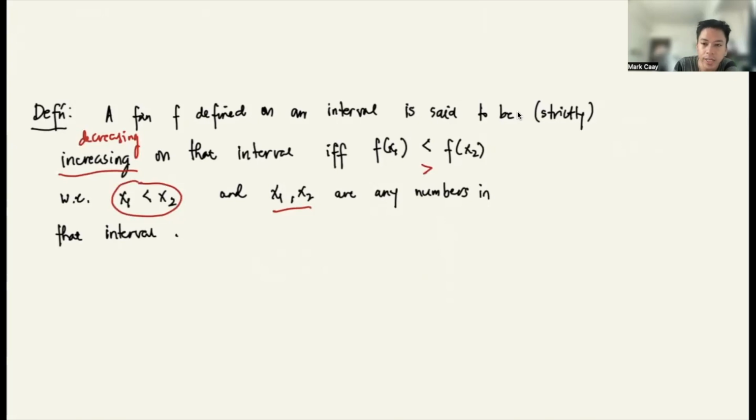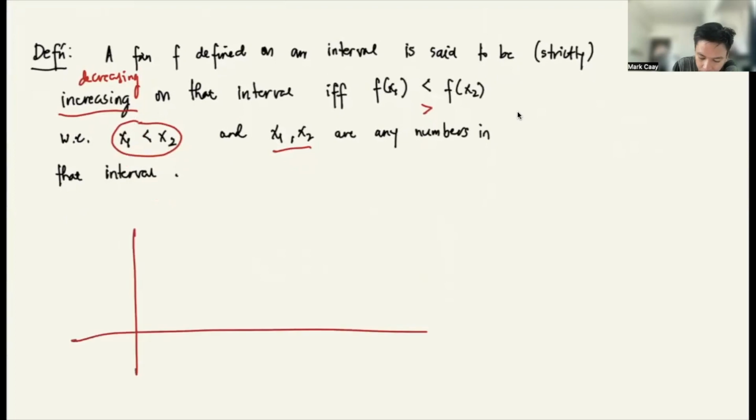Okay. So how does it work? Ibig sabihin lang daw niya is kunyari yung function mo dito yung x sub 1 mo, dito yung x sub 2 mo. So kasi mas malaki si x sub 2 compared to x sub 1, dapat yung function mo din palaki. So that makes it increasing. Pero pag yung function mo naman, since x sub 1 is less than x sub 2, magiging f of x sub 1 is greater than, so magiging ganito siya. Pag ganon. So that is the intuition of this definition.